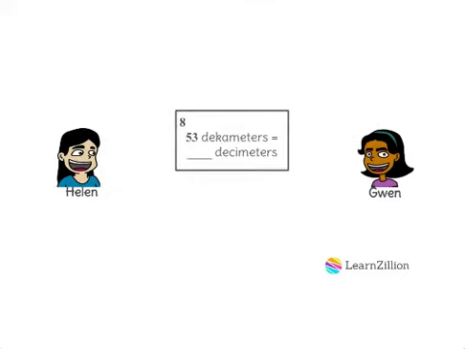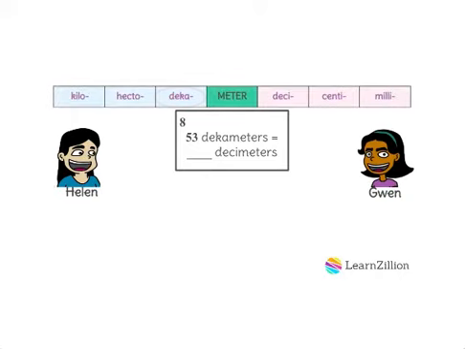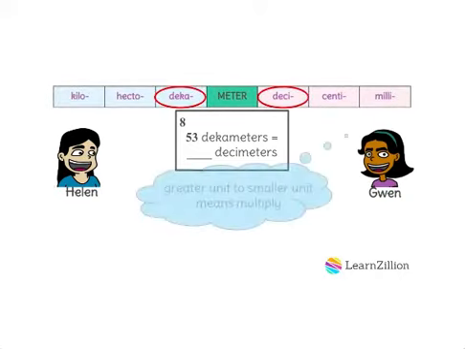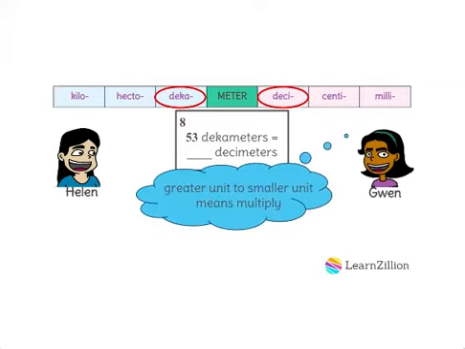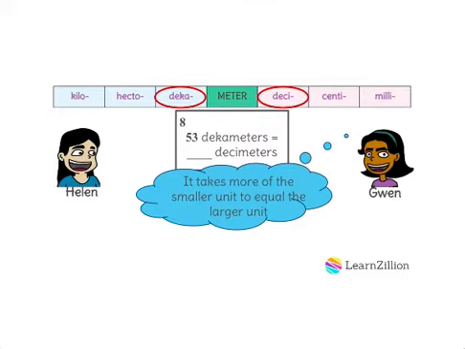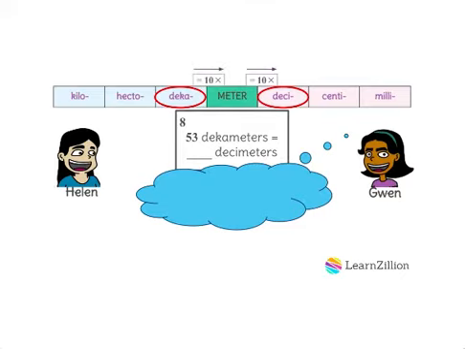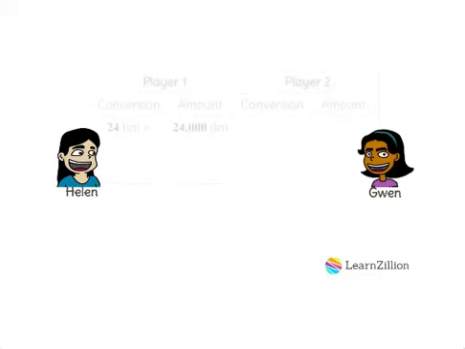Now it's Gwen's turn. Gwen picks card 8, and it reads 53 decameters equals something decimeters. Looking at the metric measurement chart again, we see she's going from decameters to decimeters. Going from a greater unit to a smaller unit means we need to multiply. It takes more of a smaller unit to equal the larger unit. So the decimeters to the meters would be times 10. From meters to decameters is another times 10. 10 times 10 equals 100, so we're going to multiply by 100. 53 times 100 equals 5,300.